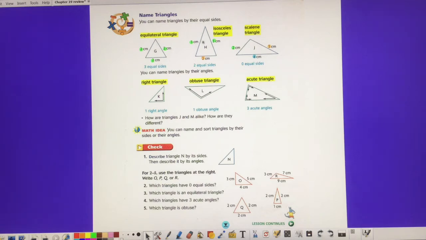So I have a 3 and a 3 that are green because they're the same, but then I have a 2 centimeters that's different, so I have an orange. Now a scalene triangle, there's 0 equal sides. So 2 centimeters, 3 centimeters, and 4 centimeters. So they're all separate colors because they're all different lengths, and that's called a scalene triangle.